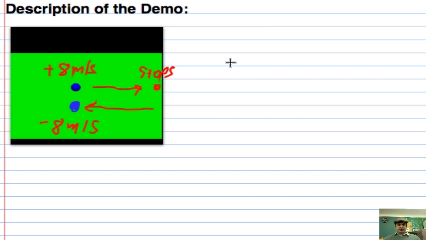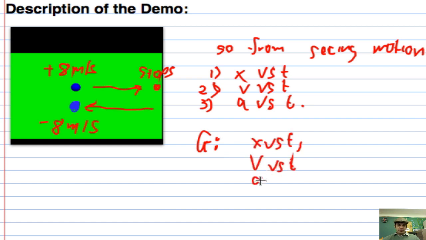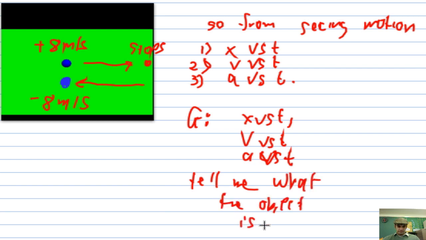Now, the goal of this video is the following. We want to go from seeing the motion to being able to draw a graph of position versus time, velocity versus time, and acceleration versus time. We want to be able to draw those three graphs. And then we also want to be able to go the other way. Given position versus time, velocity versus time, and acceleration versus time, you should be able to tell me what the object is doing. That's our goal for this video, and we're going to do that by looking at the motion of this sphere.